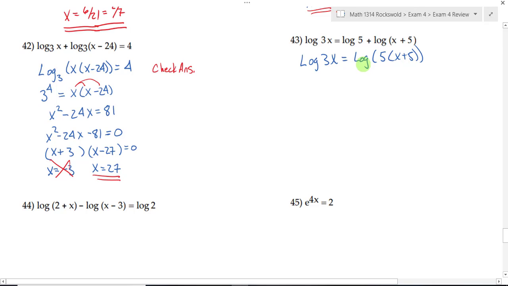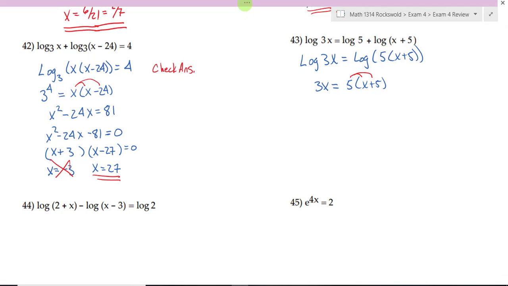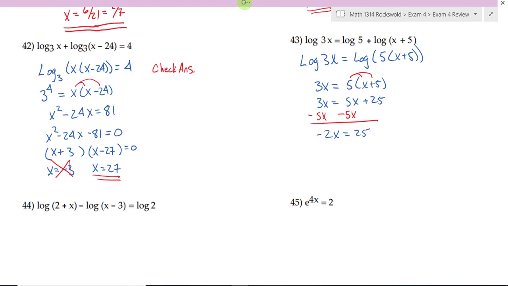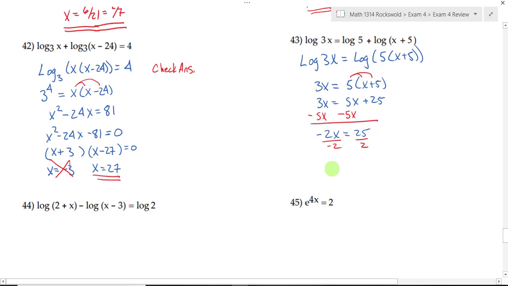So I have a log equal to a log. The bases are equal. That means that the arguments have to be equal. So we get 3x equals 5 times x plus 5. What do I need to do first in order to solve this equation? Distribute the 5, and that gives us 3x equals 5x plus 25. Now what? We could subtract 25 and subtract 3x, but it's easier just to move all the x's to one side, so I'm going to go ahead and subtract 5x from both sides, and when I do that, I get negative 2x equals 25. Now what? Divide both sides by negative 2, and that means that x is equal to negative 25 halves.